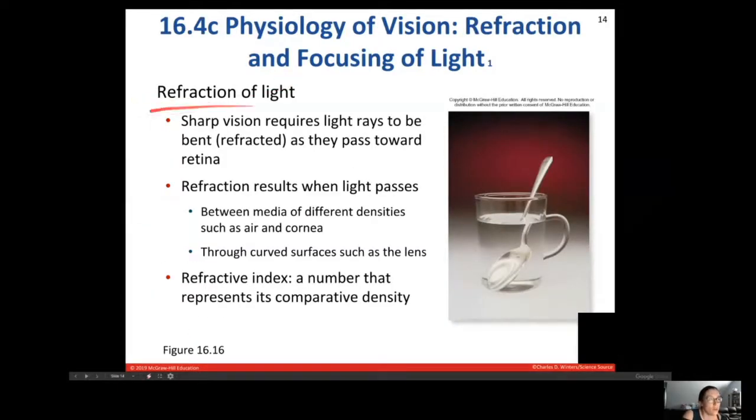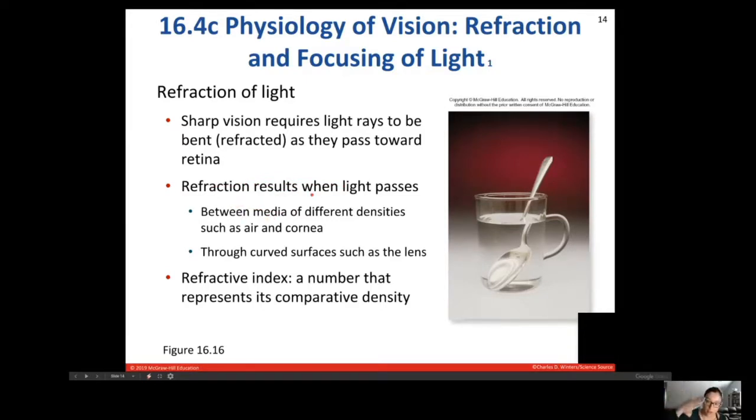So we've been using the word refraction a little bit. So refraction of light, what exactly does that mean? It means how the light is bent as it passes from one medium to the next. So as it passes from air to water, as we can see here, or as it passes through the air and the cornea, and also as it passes through a curved surface like the lens.